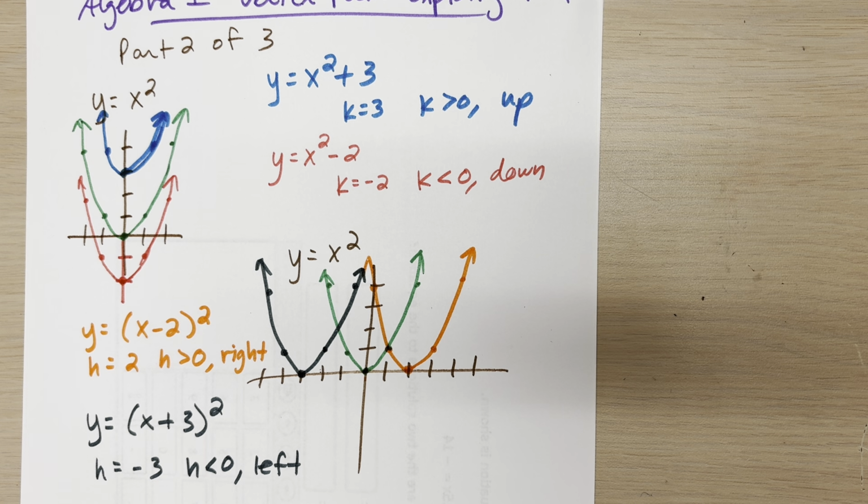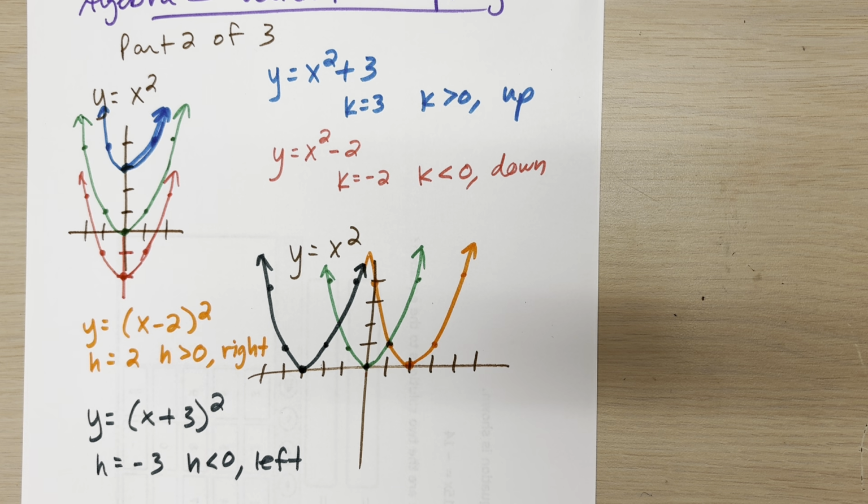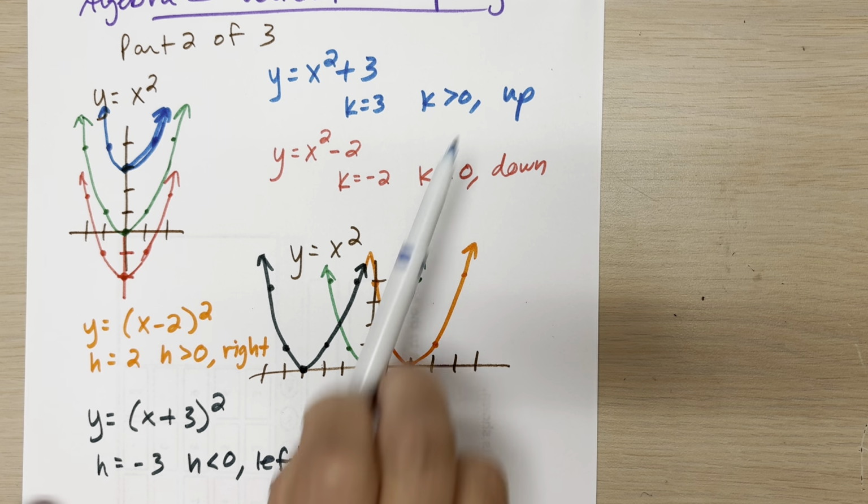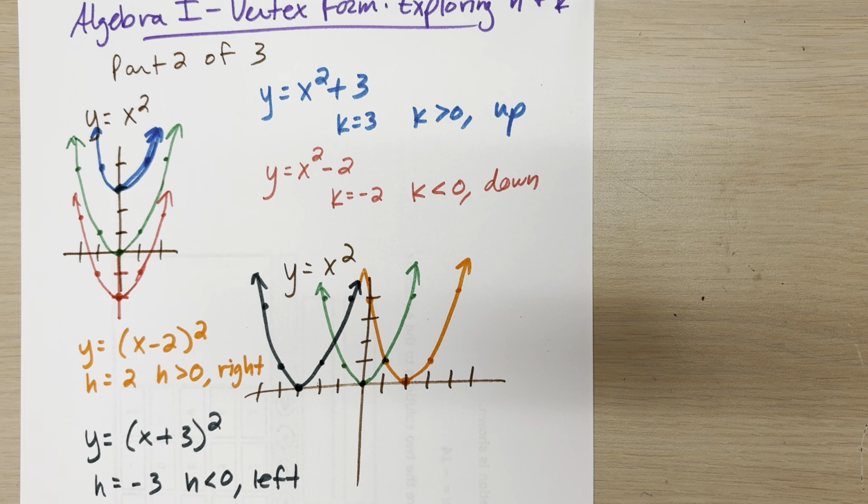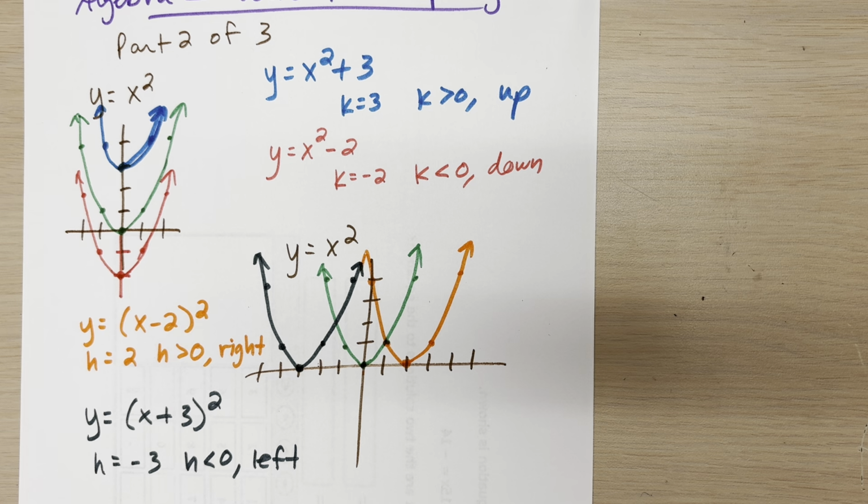So h is the horizontal left-right shift, okay? H goes left-right, k makes the graph go up and down. Now we can put these together, and we're going to do that in the last video.